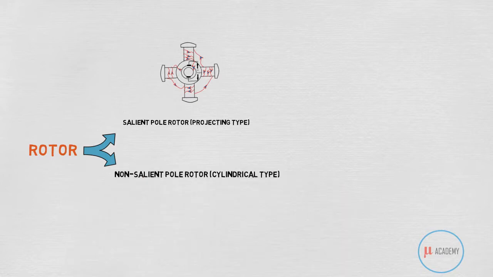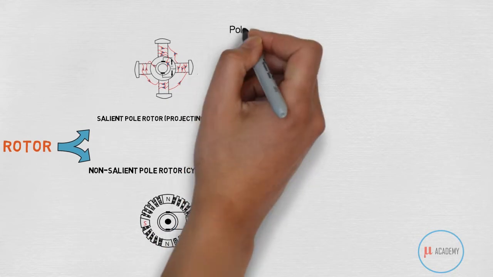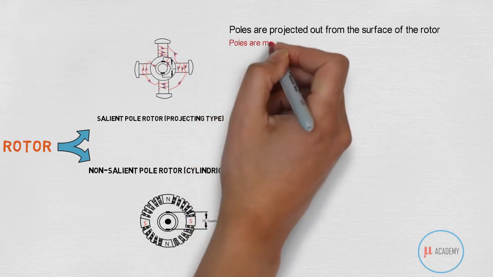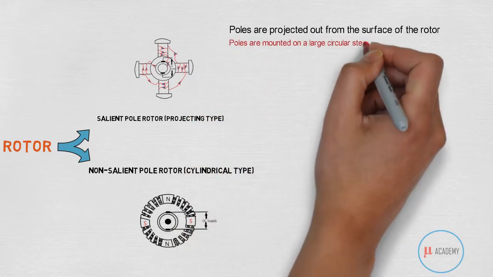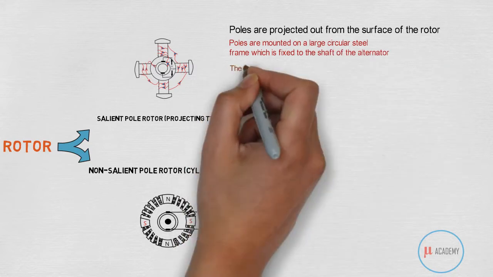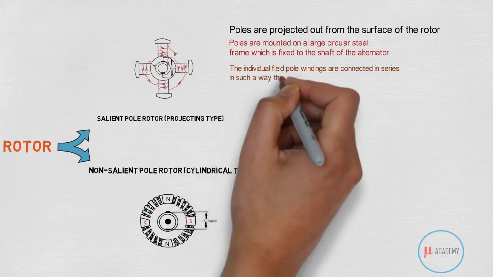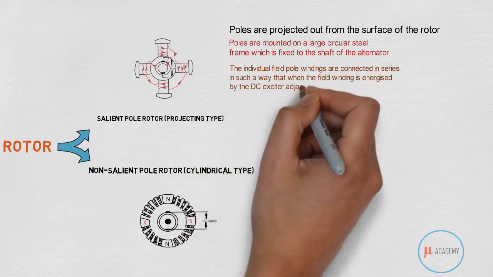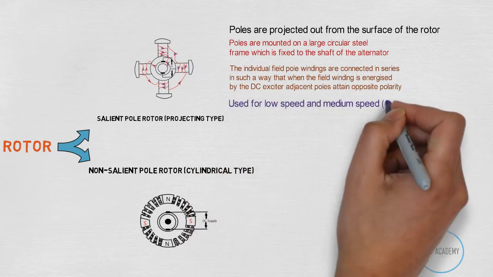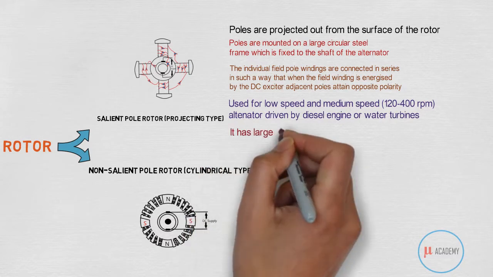Now let's discuss the features of salient pole rotor. Poles are projected out from the surface of the rotor. Poles are mounted on a flat circular steel frame which is fixed to the shaft of the alternator. Individual field pole windings are connected in series in such a way that when the field winding is energized by the DC exciter, adjacent poles attain opposite polarity. Used for low speed and medium speed alternators.